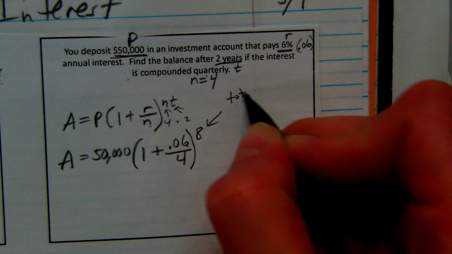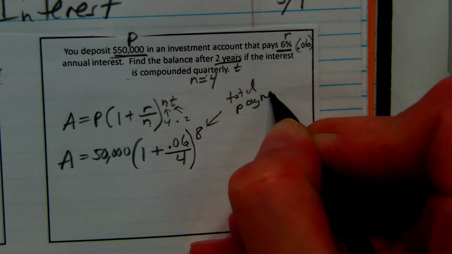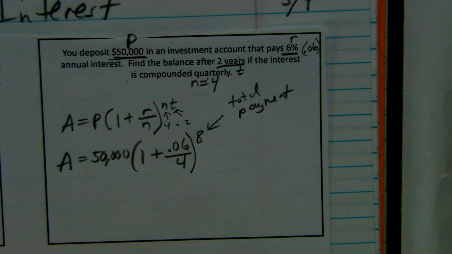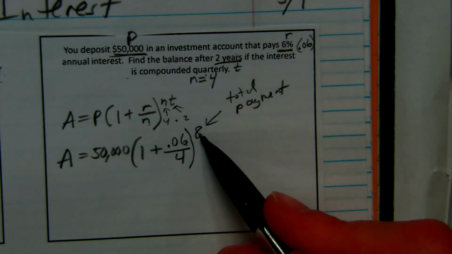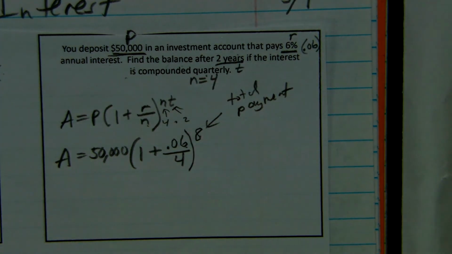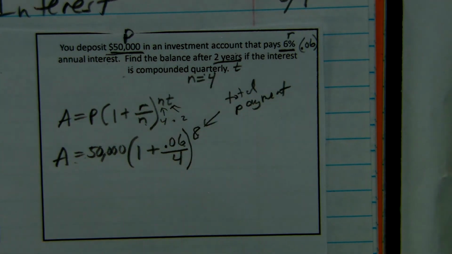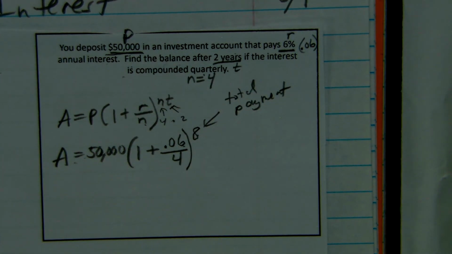So that's our total payments that we're going to make. Okay? And so what this is doing is basically it's adding on the interest 8 times, but it's using a power to do it so that you don't have to keep calculating. And you could literally type this whole thing into your calculator. Just make sure that you use parentheses.